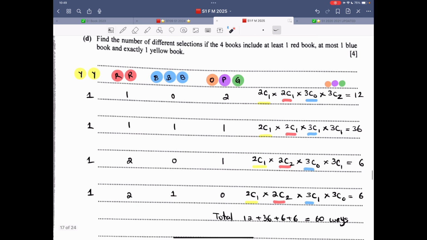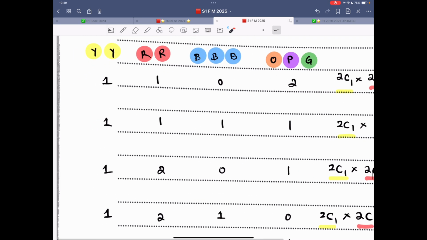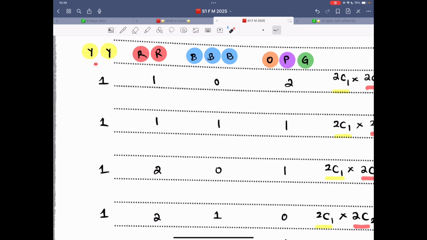So now this is how I have broken this up. First, let's just focus on this thing. There are 2 yellows, there are 2 reds, there are 3 blues, there is this orange, purple and green. So exactly 1 yellow book. That has to be 1. So this will always be 2C1, that is for sure, and that is what you're seeing over here. Now, when we are talking about red, this is at least 1 red, so it could be 1 red, it could be 2 red. And at most 1 blue, so it could be 0 blue, 1 blue.